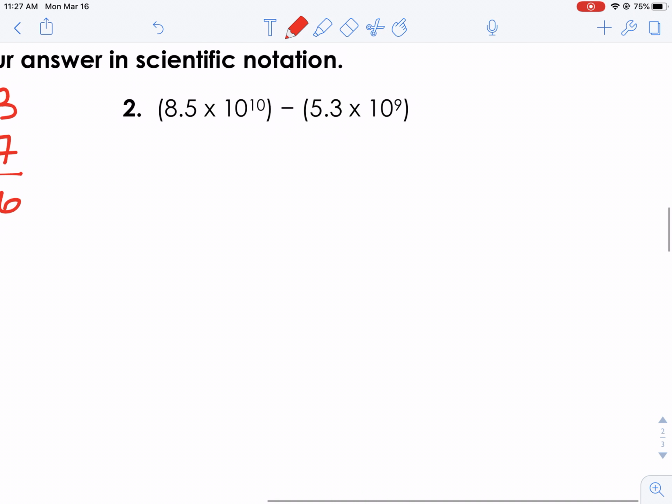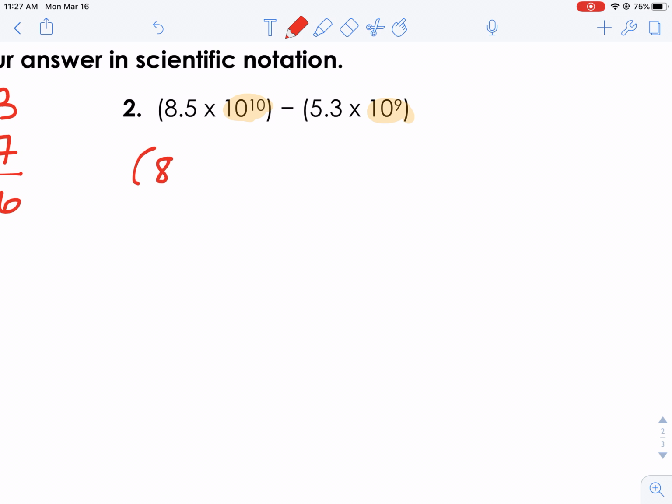Number 2, we have 8.5 times 10 to the 10th minus 5.3 times 10 to the 9th. Now, we do not have the same power of 10. One is 10 to the 10th, the other one is 10 to the 9th. We need to make them the same. So again, you can make them both 10 to the 10th or both 10 to the 9th. It does not matter which, you just have to decide.